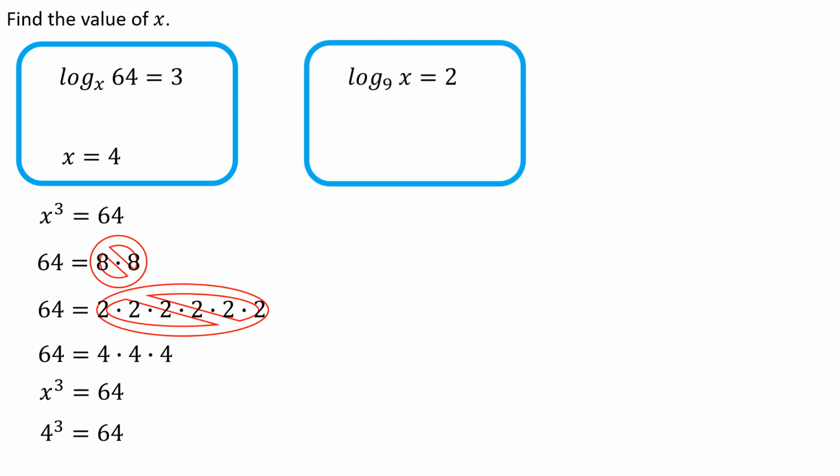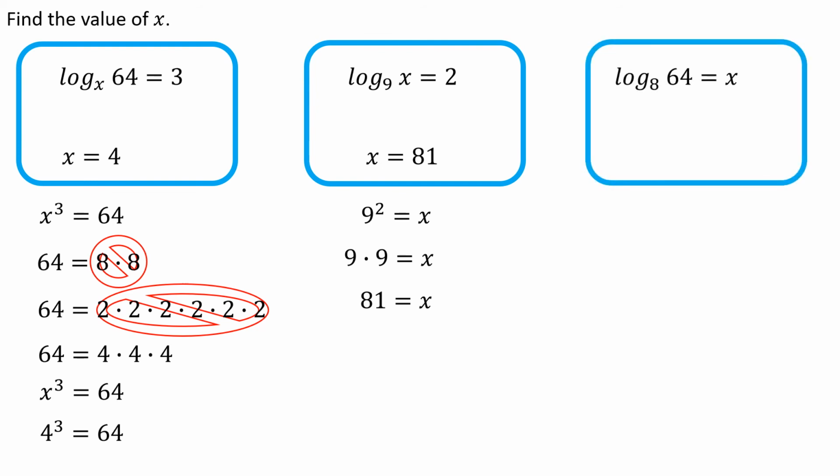Log base 9 of x equals 2. This is actually the easiest of the bunch to figure out when the x is in that location, because you know the base is 9, you know the exponent's 2, so what is 9 squared? Well, 9 times 9 is 81. So that's actually the easiest place to solve when the x is just sitting right there.